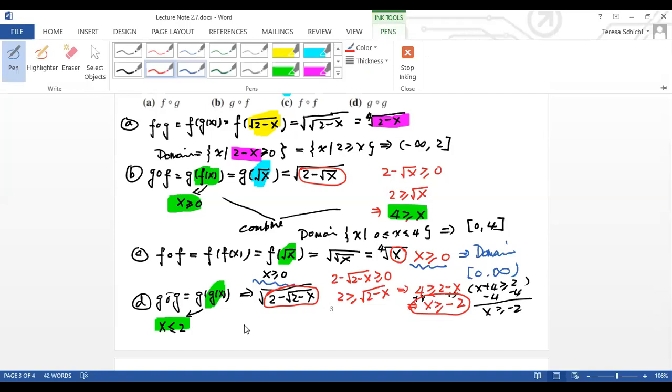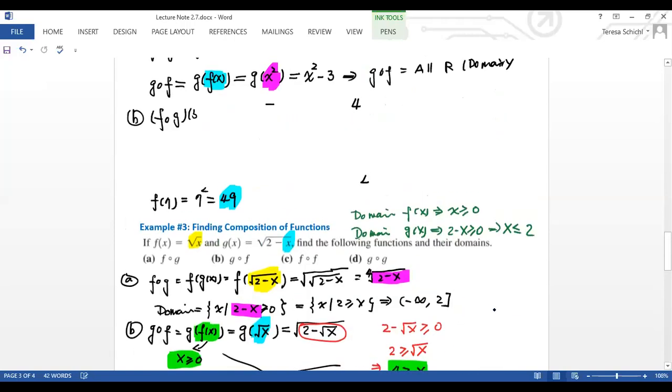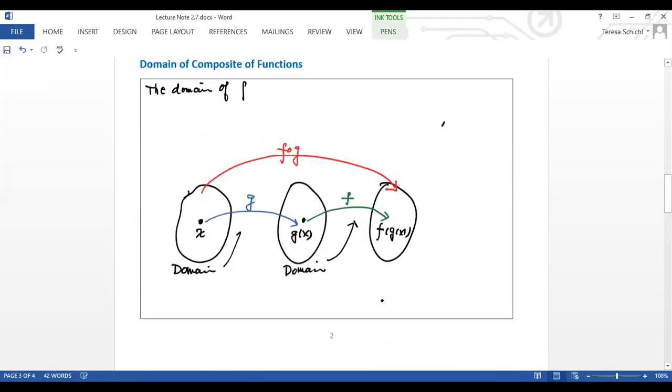So for the final answer, you need to combine them. The domain here will be x greater than or equal to negative 2 and less than or equal to 2, or in interval notation, [-2, 2]. It's very interesting. So be very careful. Like I said, the most important part of the composition of functions is to consider the domains. So the key thing here before we go to the next topic, make sure of that.